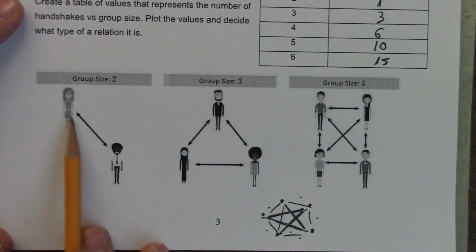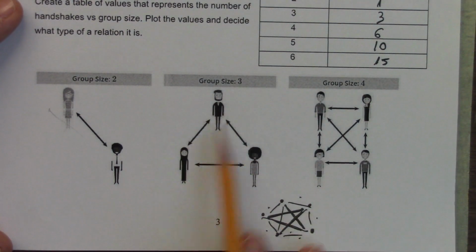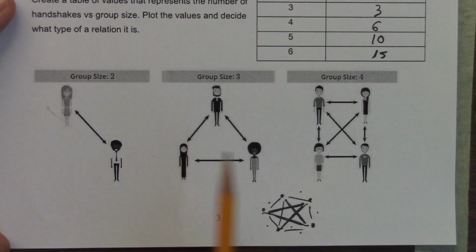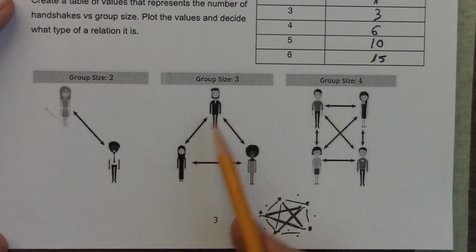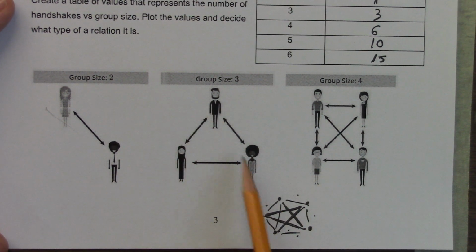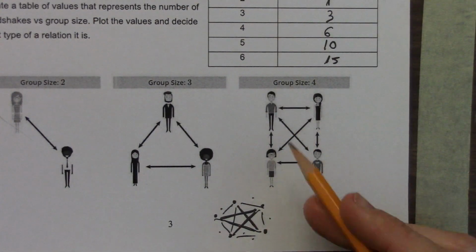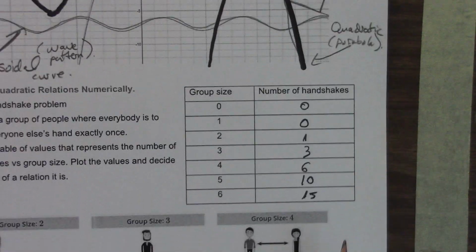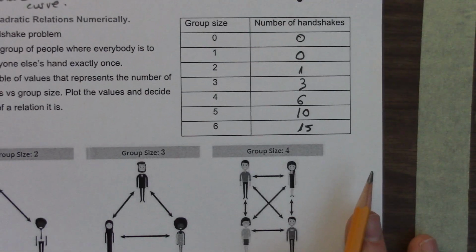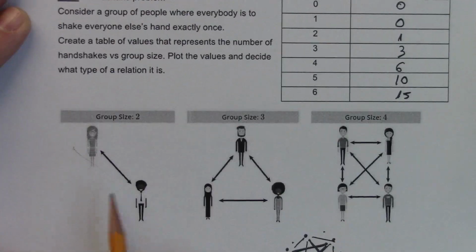Here we have our group size. They handshake once. Here we have our group size of 3. This guy handshakes her. She handshakes her. She handshakes him. So we have all of these handshakes happening. Okay, so how do we do this? How can we count them? Well, count them. So I have my graph here, and I have my handshakes down here. So let's look at the first one here.